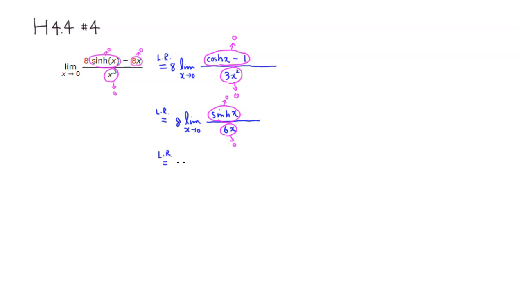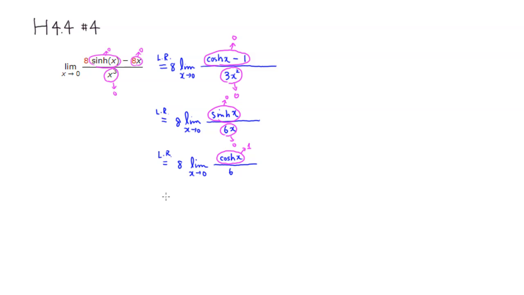So this is going to be 8 times the limit as x approaches 0. The derivative of hyperbolic sine is hyperbolic cosine of x, and the derivative of 6x is 6. Now the denominator stays at 6, and hyperbolic cosine of 0 is 1. So it's going to approach 1 over 6 times 8.